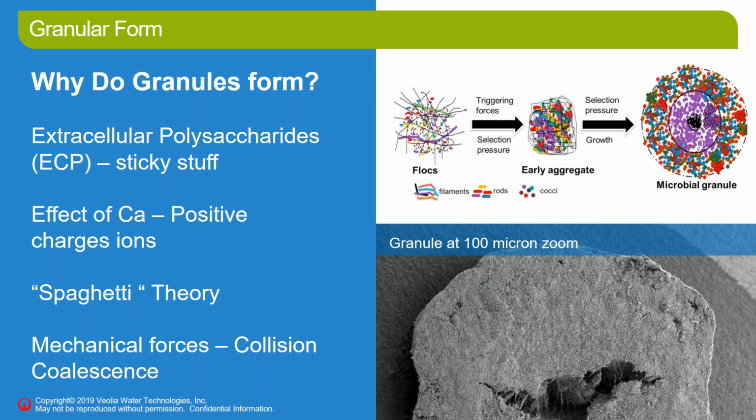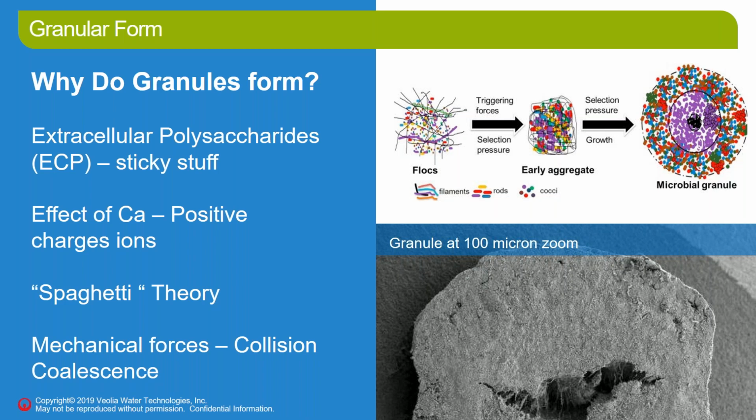And if you look at the picture in the upper right-hand corner, you'll see what the spaghetti theory is sort of like. You see the mixture of filaments and rods and some coccoid bacteria. And remember that the methane formers are filaments mostly, and the acid formers are rods. So when they get close to each other, the methane formers may loop around the acid formers, and if there's enough polysaccharides, they could stick together.